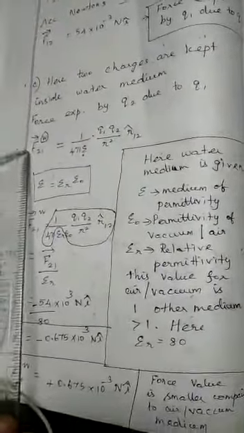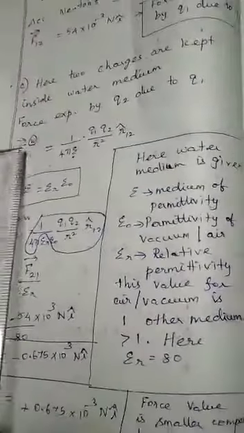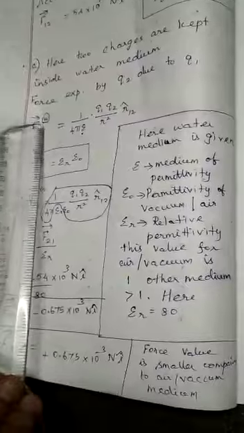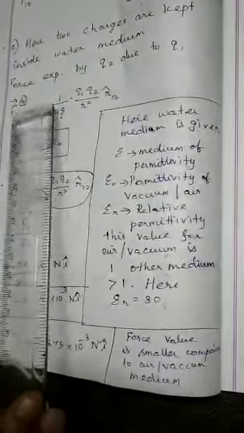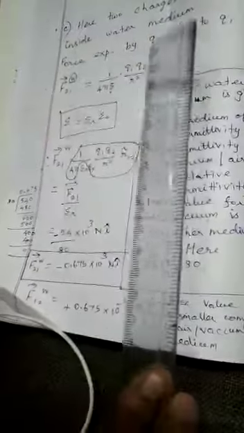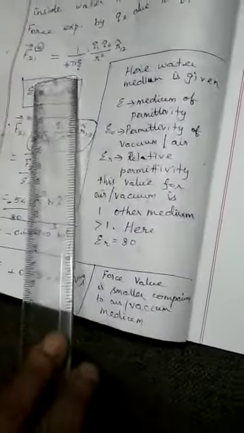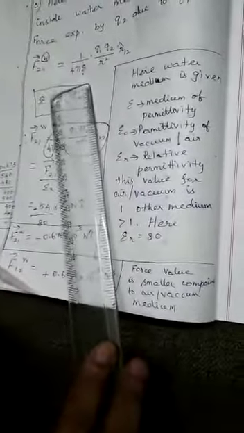But when we write force F21 vector, we have to write it with W for water medium. And the formula changes somewhat: 1 by 4 pi epsilon into Q1 Q2 by r square into r12 cap. Since the water medium is given, only that formula changes to 1 by 4 pi epsilon instead of 1 by 4 pi epsilon naught.